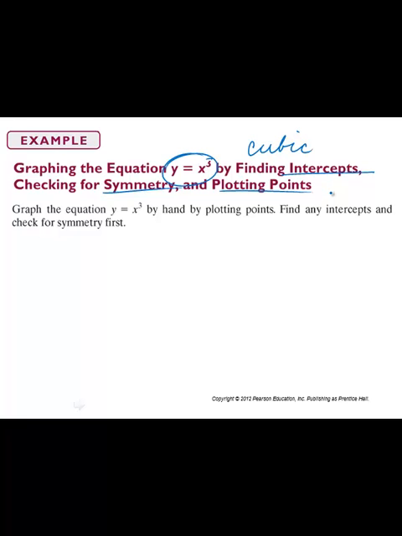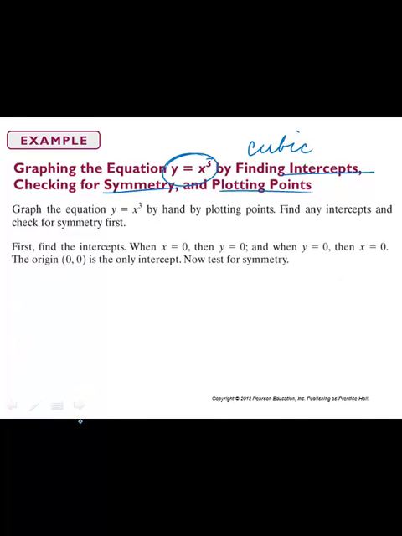So first of all, are there any intercepts? Well, set x equal to 0. And when you set x equal to 0, what is y? Y would also have to be 0. And when you set y equal to 0 and solve for x, then x is equal to 0 as well.